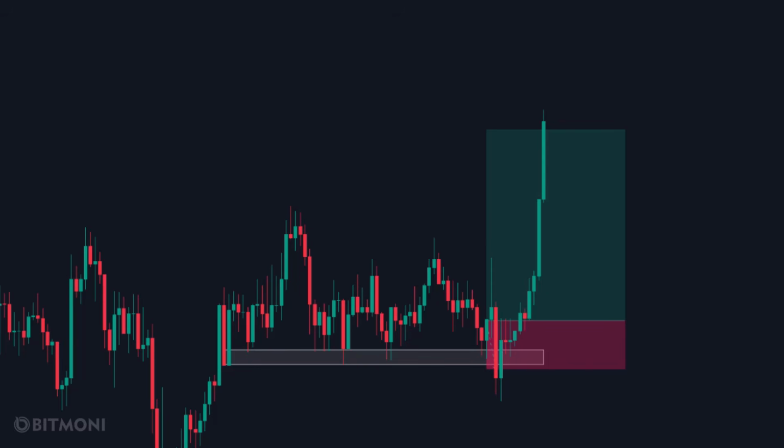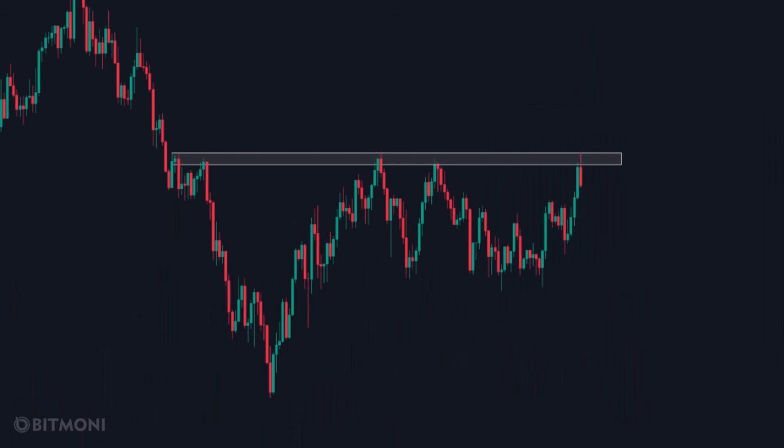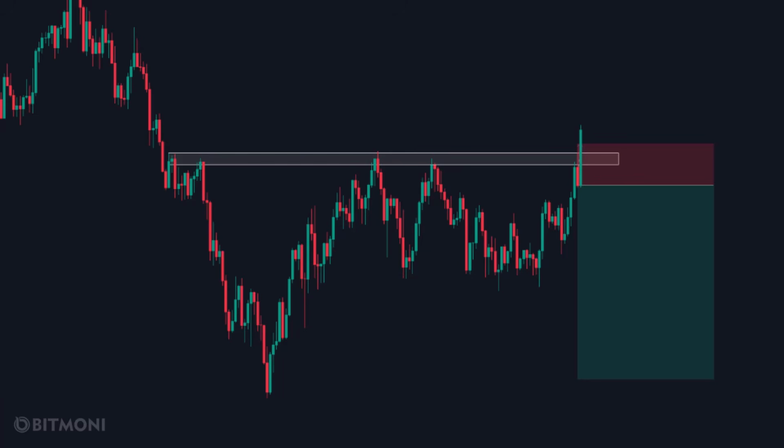Same goes for resistance. When you spot a resistance level where price has respected in the past, it seems like a golden opportunity to sell. Then, when price touches the resistance again, you confidently enter a sell position and place your stop loss just above the resistance. And suddenly, price surges past the resistance and triggers your stop loss.